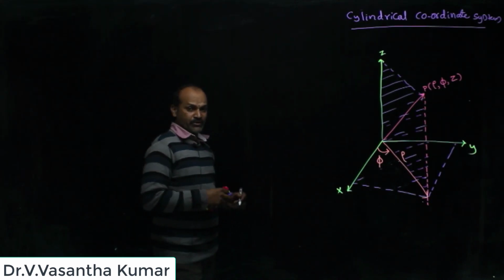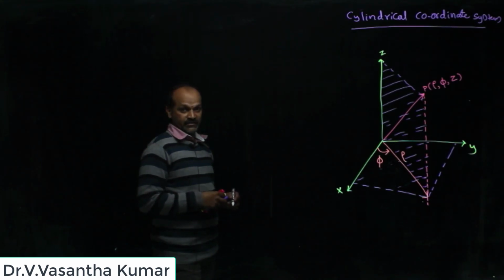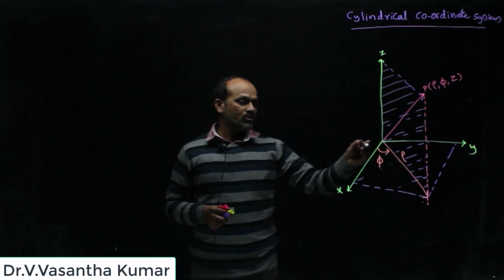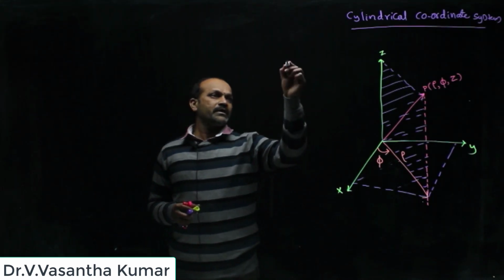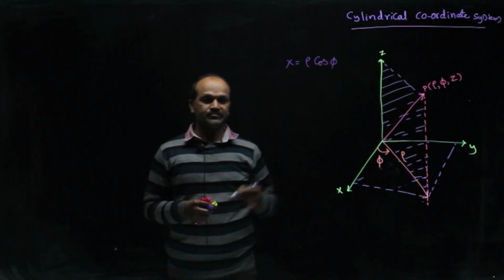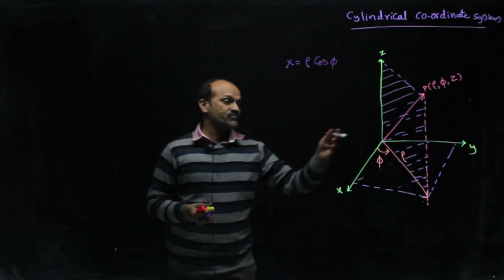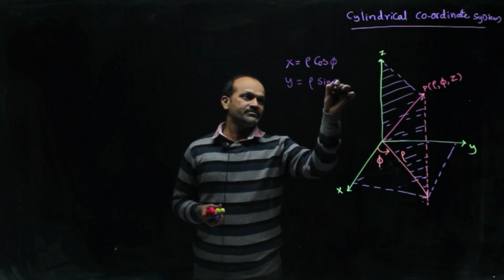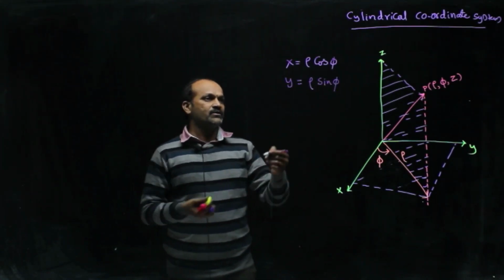Rho is important over here. The rho makes phi angle with x-axis. So, the component of rho along x is equal to how much? Rho cos phi, the x component of rho. And also what is the y component? Rho sin phi, right. So, from here you can calculate what rho is.